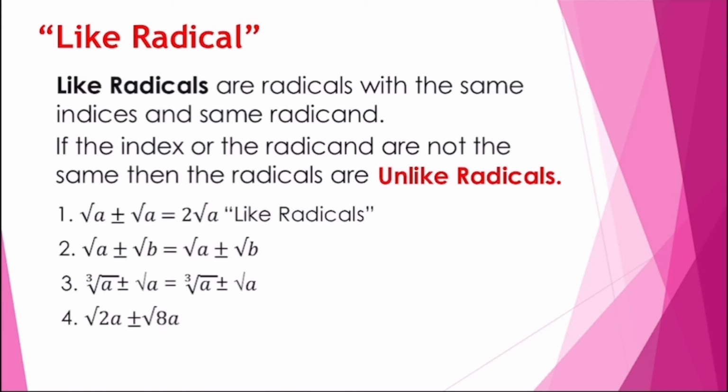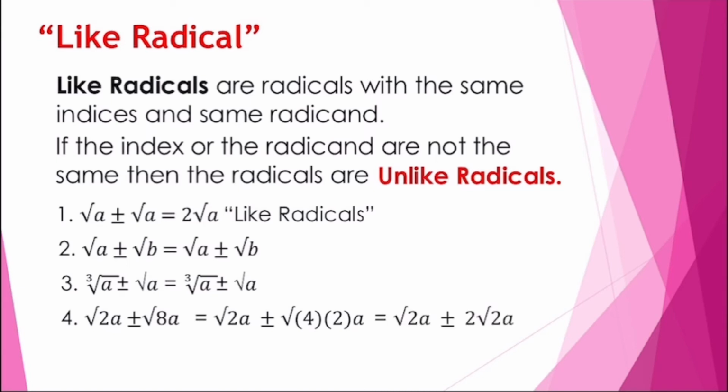Next, for our fourth rule, we have square root of 2a plus square root of 8a. So we can simplify the second given, which is square root of 8a. It will become square root of 2a plus or minus square root of 4 times 2a. If the radicand is not a perfect square, make sure that one of the factors is a perfect square. So for the factors of 8, we have 4 times 2, and 4 is a perfect square.